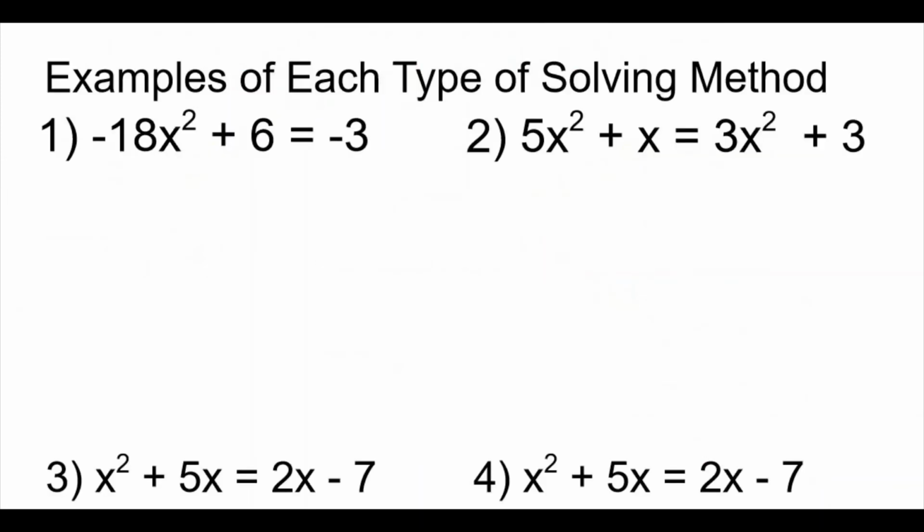So why don't we take a look at some examples. So when I look at number 1, the first thing I notice is there's no x. This is the easiest kind of problem. All you have to do here is solve for the square using reverse GEMDAS. So I look at this, I notice there's no bx term. Obviously there is one right here. So I would subtract 6, reversing GEMDAS.